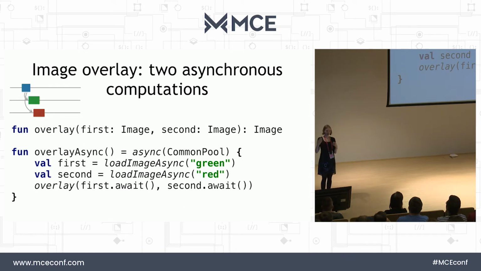And when both of them are ready, you can overlay them. So here you define that this computation should be started in the common pool. And after that, you write two await functions. Each await awaits the corresponding computation and continues the suspended one after it finished.